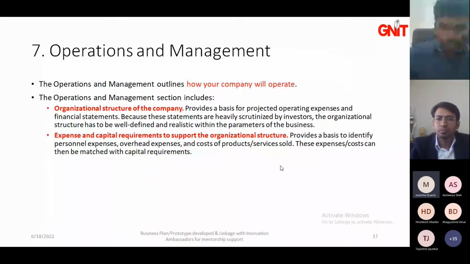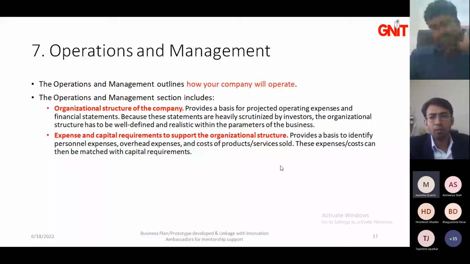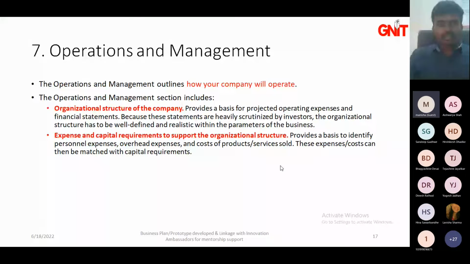So this is the last thing, operations and management. How is your company going to operate? My company I'm going to locate in this location, Pune, Maharashtra, or any city like Hyderabad. In this location, this is the problem, so here I'm going to operate. You have to make a structure of the company, and you have to plan expenses and capital requirements to support the organization structure. For running your operation, what expenses are required? Capital means initial investment. After the initial investment, for running the operations, how much investment is required?